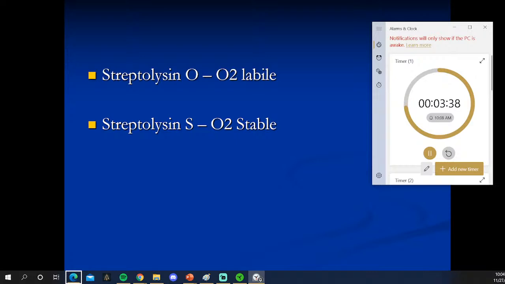Okay, so you're almost there. Oh my gosh, you're almost there. 3 minutes on the clock, Adrian. Adrian, you're almost there. Now, how would I determine whether or not the organism is producing SLO or SLS in your procedure? Yes, you're almost there. Now, how would I know? 3 minutes on the clock.